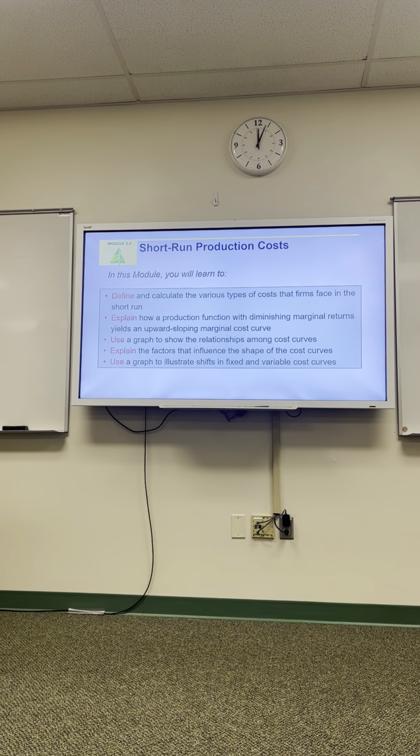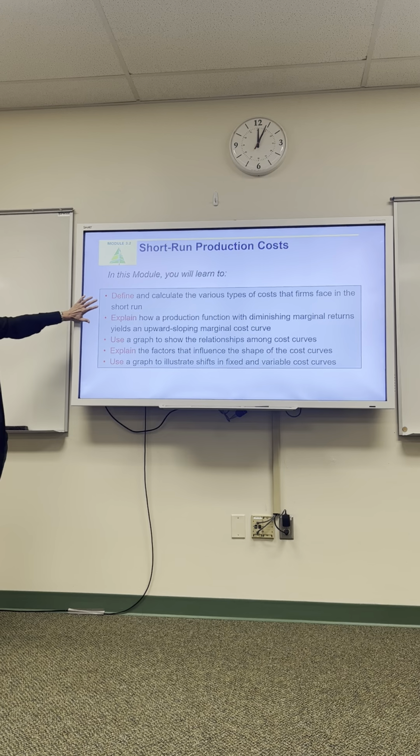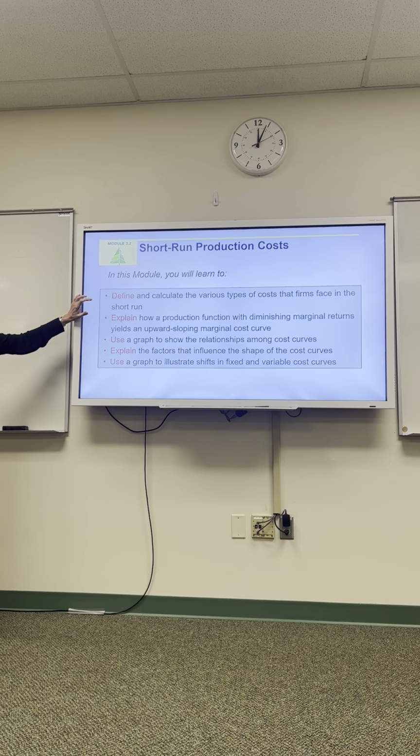All right, so let's get started then with the notes for today. We're gonna define and calculate the various types of costs that firms face in the short run. This is really important. We're just doing the short run right now, where we're assuming that at least one input is what? Fixed, exactly, right?